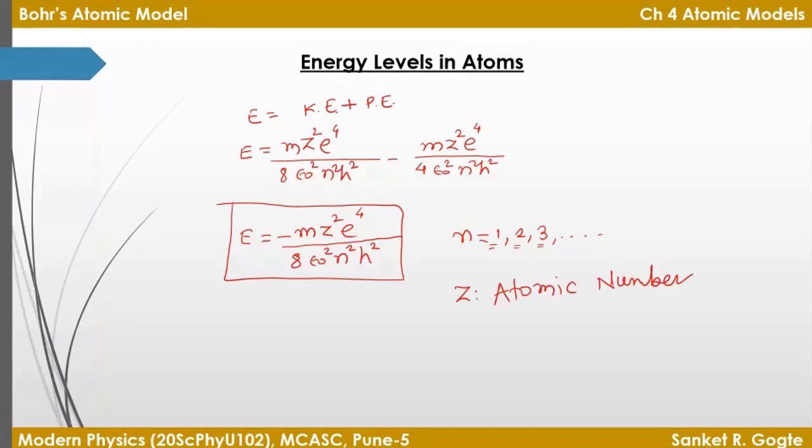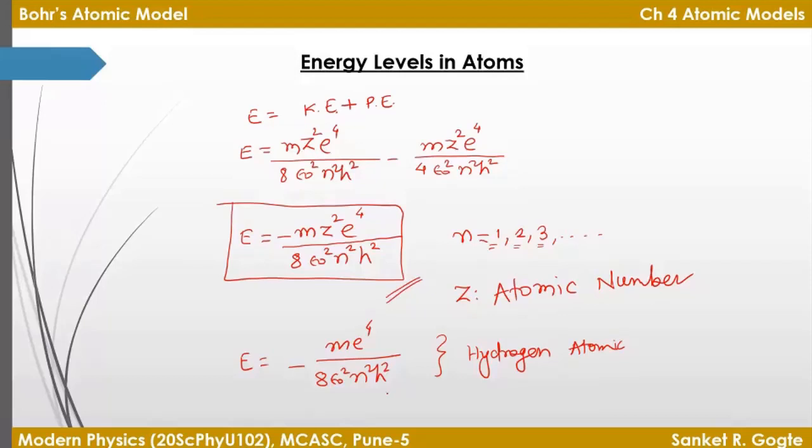Total energy for hydrogen, this Z will be 1. And what we will have is E is equal to minus m e to the power 4 divided by 8 epsilon 0 square n square h square. So this is for the hydrogen atom. So the message is, not all energies are possible for electrons in a hydrogen atom. Only those energies are possible which are satisfied by this relation. This is an important result that we have here by assuming Bohr's atomic model, which can now explain why we have a discrete spectrum when light is coming from atoms.